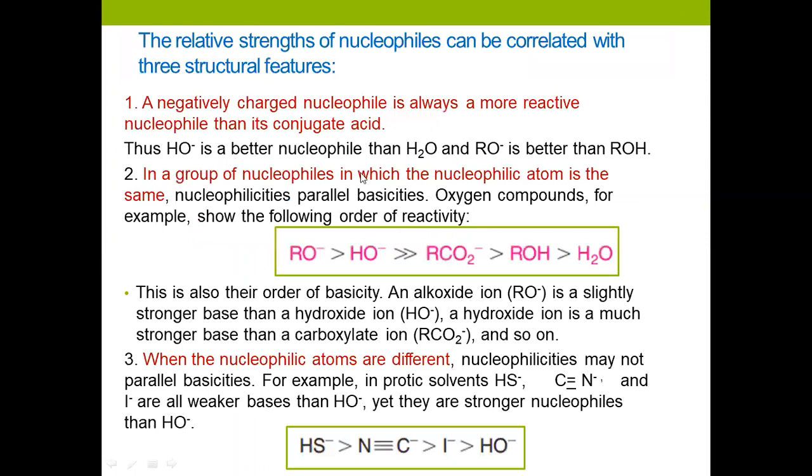So for example, if we compare OH negative and H2O, OH negative is the conjugate base of H2O. RO negative is the conjugate base of ROH. Now remember your conjugate acids and bases in your Chem 130, we discussed that. So the negative one is a more reactive nucleophile compared to the neutral one.